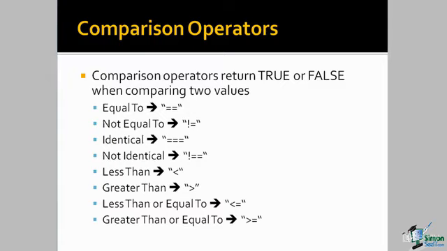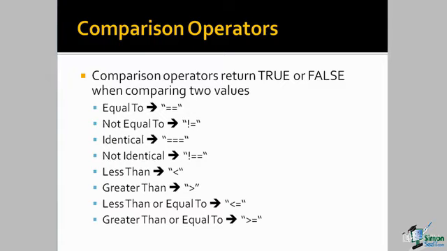Now, in contrast to that, the identical operators. What this says is not only are the values equal, but are the types equal. So is this an integer? Is that an integer? Are both of their values 1? In that case, identical would return a true. And notice again that identical is equals, equals, equals. 3 equals signs. And then again, we can negate that with the bang.